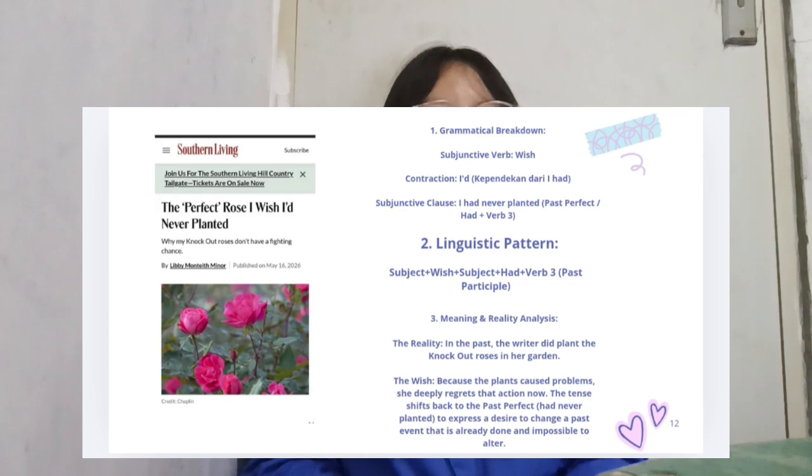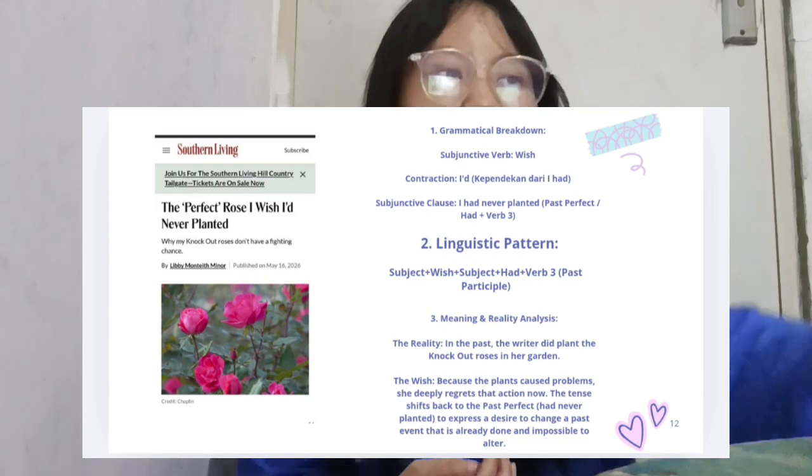Meaning and reality analysis. The reality in the past: the reader did plant the roses in her garden. The wish: because the planting caused problems, she regrets that action now. The tense shifts back to the past perfect, had never planted, to express a desire to change a past event that is already done and impossible to alter.